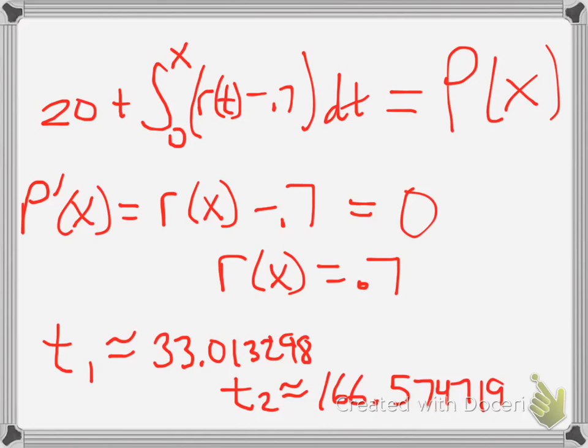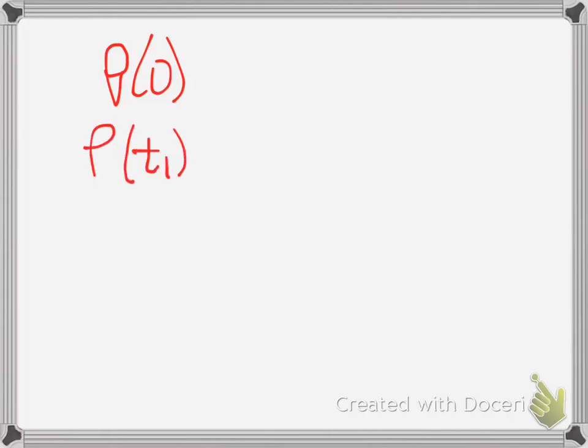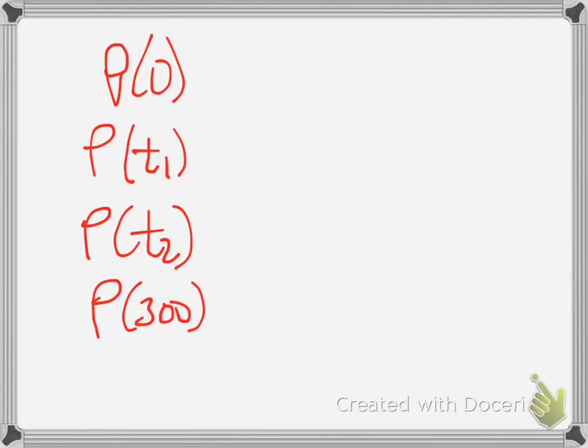From here, once I have those two values, now I just got to run the closed interval method, so I need to test the function that I just defined. I need P of 0, I need P, whoops, not F, what am I doing? I need P of T1, P of T2, and then P of 300. Now we already figured out, or we were already told rather, that P of 0 is equal to 20. We figured out earlier that P of 300 was equal to 80. So we know those two values.